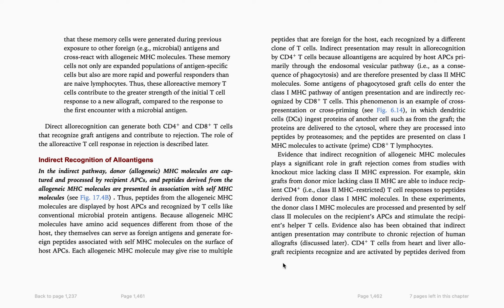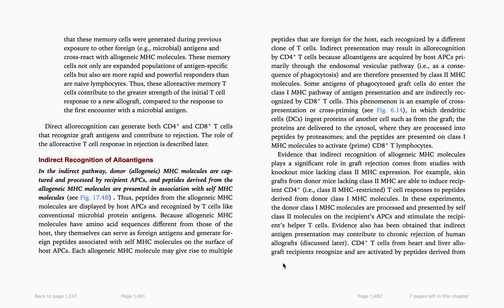Evidence that indirect recognition of allogenic MHC molecule plays a significant role in graft rejection comes from studies with knockout mice lacking class 2 MHC expression. For example, skin grafted from donor mice lacking class 2 MHC is able to induce recipient CD4, this is class 2 MHC restricted, T cell response to peptide derived from donor class 1 MHC molecule. In those experiments, the donor class 1 MHC molecules are processed and presented by self class 2 molecule on recipient antigen-presenting cells and stimulate the recipient's helper T cells.